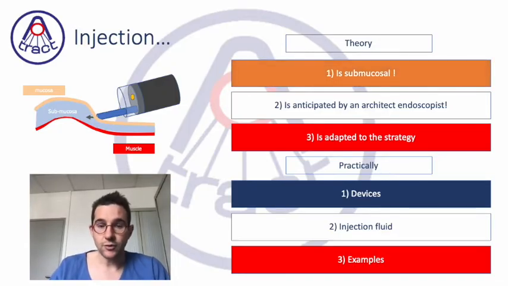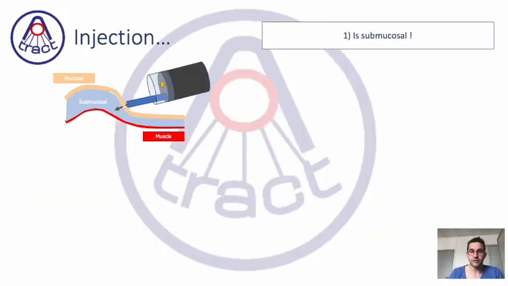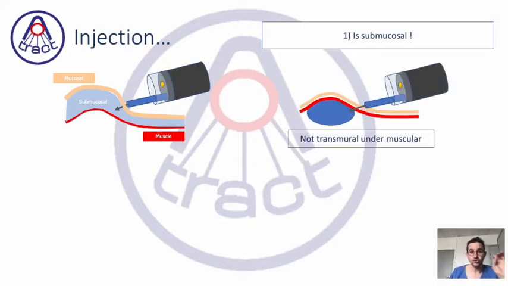So first, we will discuss the main and the most important thing: the injection should be submucosal. It means that you will fill the submucosal layer to make a mucosal cushion, to stretch the mucosa and make it thinner. But to do this, you should avoid transmural injection under the muscle, because sometimes when the bowel is not free, you will have a kind of elevation of your area by injecting through the muscle, for example, in the serosal space.